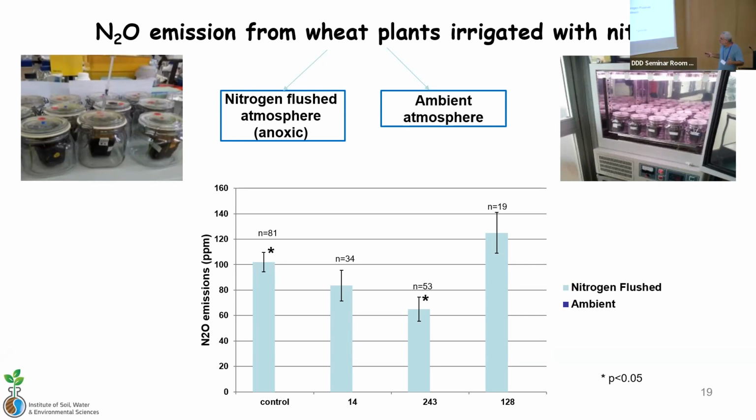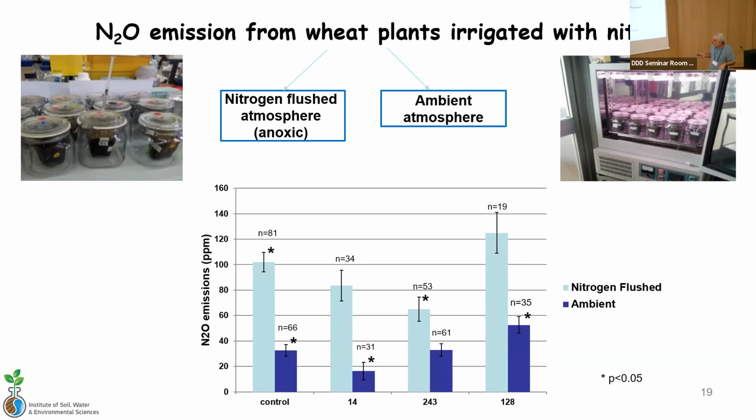So this is when there's no oxygen and the high level of denitrification, and therefore nitrous oxide emission. In an ambient condition, we have even in control a lot less. So instead of 100 ppm, a little more than 30 ppm, 66 different replicates.